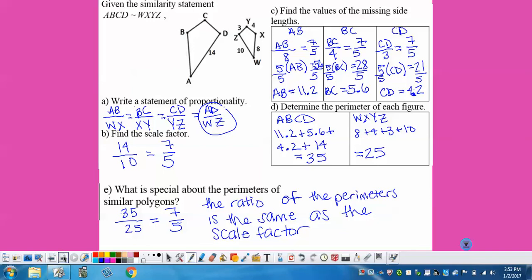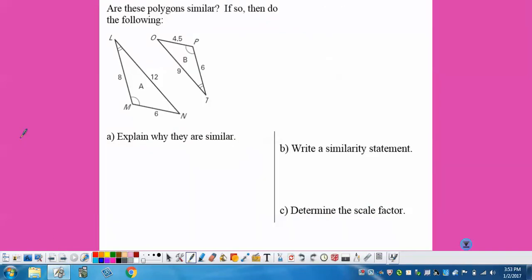For our final example, are these polygons similar? If so, we're going to explain why they're similar, write a similarity statement, and determine the scale factor. So, if these two angles are congruent and these two angles are congruent, we know from previous units that the third angle also has to be congruent. So, are the angles congruent? Yes. So that's step one. The next thing we need to know, are the sides proportional?